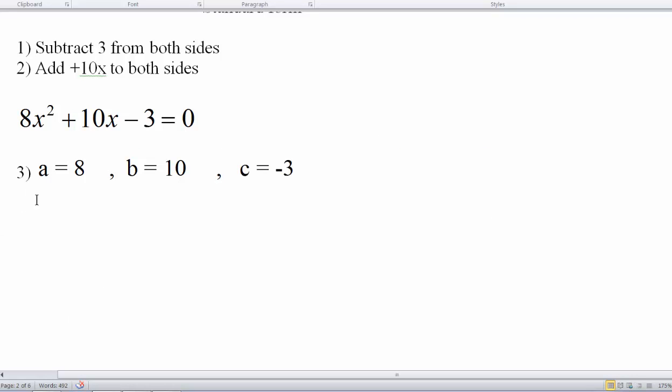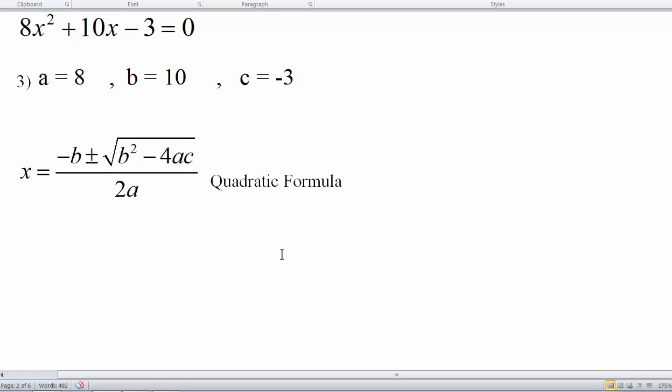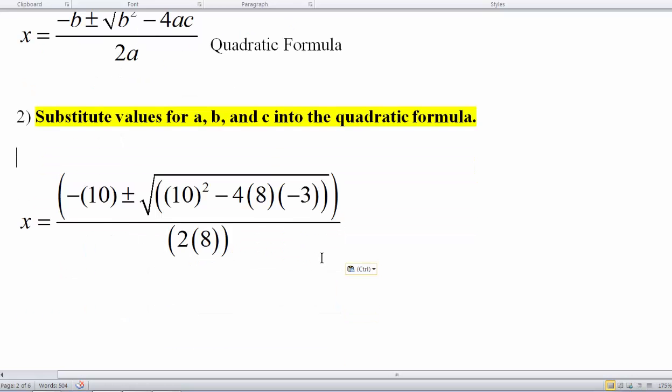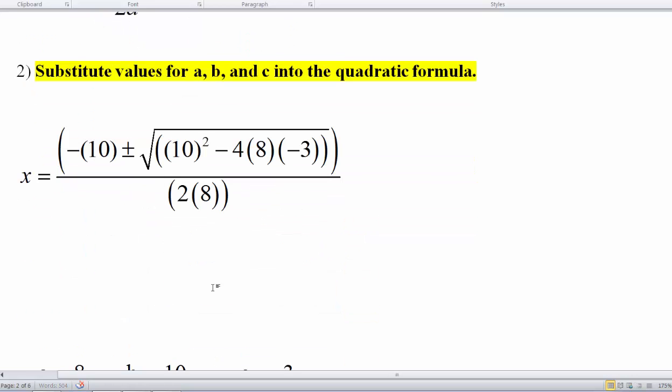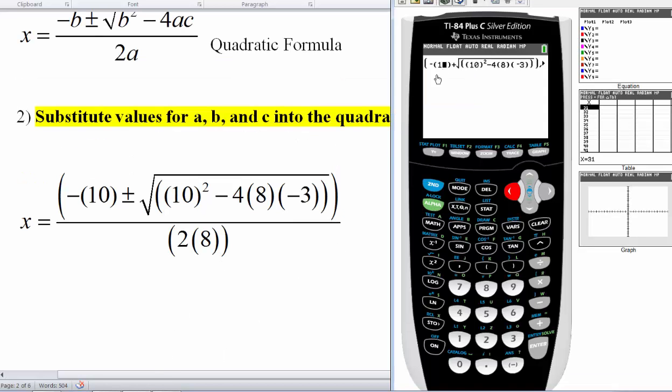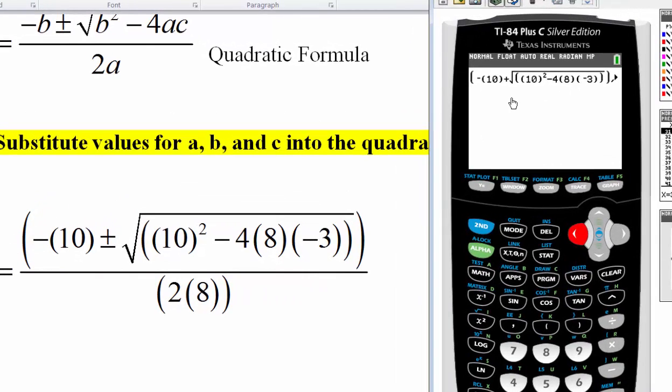So in this line 3, I've identified my A, my B, and my C. So we just need to substitute this into the quadratic formula. So when we substitute these values into our quadratic formula, we have something that looks like this. So let's enter this into our calculator directly as we see it. So here's the equation entered into my calculator.